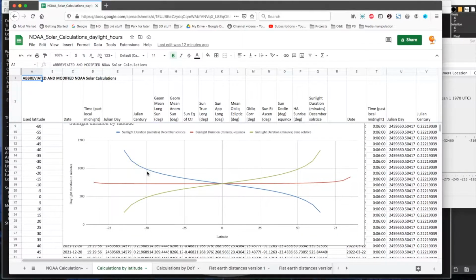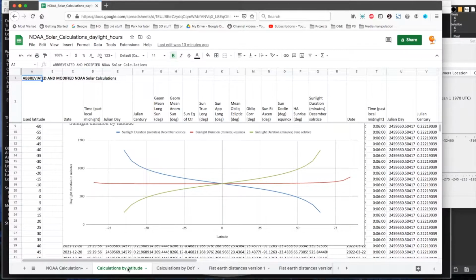So the blue line represents the December solstice by latitude, and you can see that in December, the farther south you go, the more daylight hours you have, and the farther north you go, the less daylight hours you have. On the equinox, it doesn't matter where you are, you're going to get about the same amount of sunshine. And in the June solstice, you get a curve that is a mirror image of the curve for December.